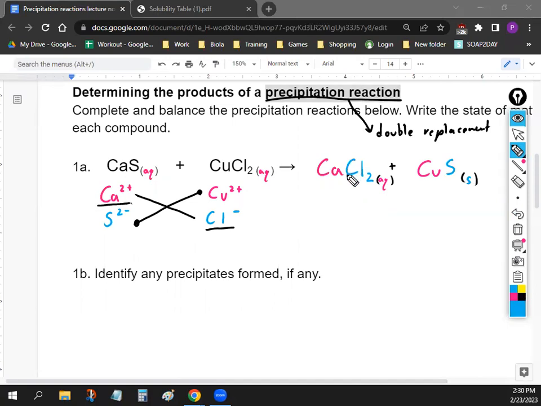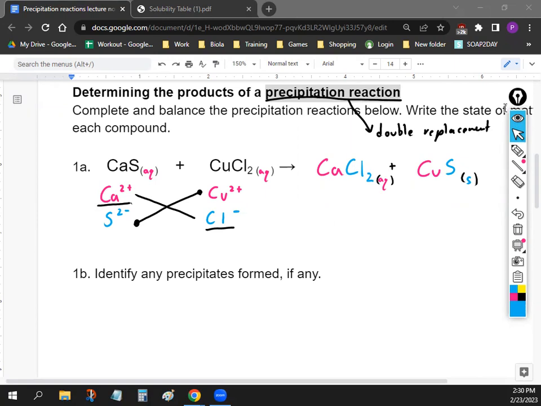Okay, does that make sense? Yes. Can you put the CuS as SCu? You can, but if I ask you to name it, it might get a little confusing. So I always recommend putting the positive first. But I wouldn't take off points for putting the negative first.